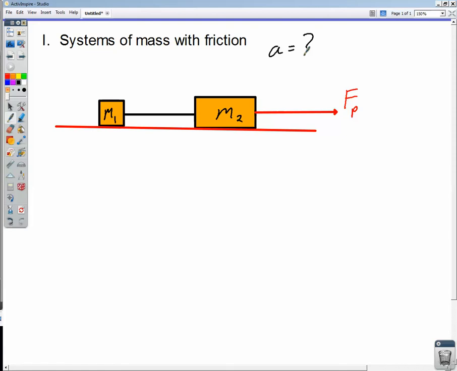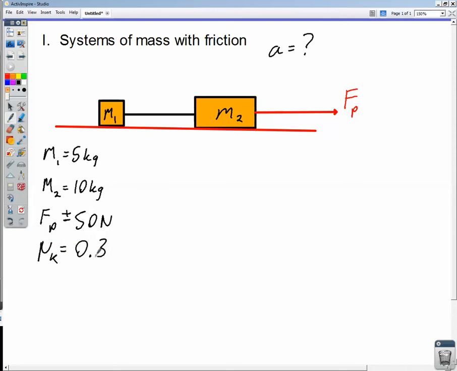All right, so let's assign some numbers here. Let's say that M1 is equal to 5 kilograms, M2 is equal to 10 kilograms. Let's say that our force pull is 50 newtons. And how about a coefficient of kinetic friction, because the blocks are sliding, of 0.3. And both blocks are made of the same material, so they both have the same coefficient of kinetic friction.